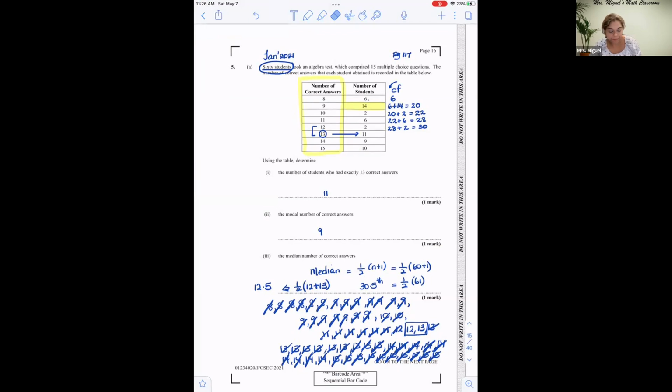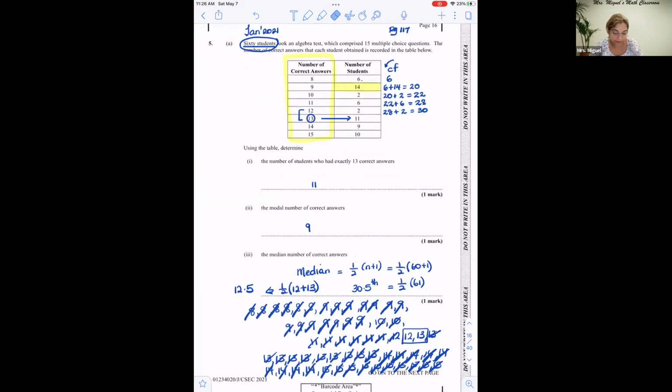And you could do it either way. If you prefer to list all the data and find the two middle values, that is fine, or you can count coming down. Whichever method you prefer to find the median, you can do so.